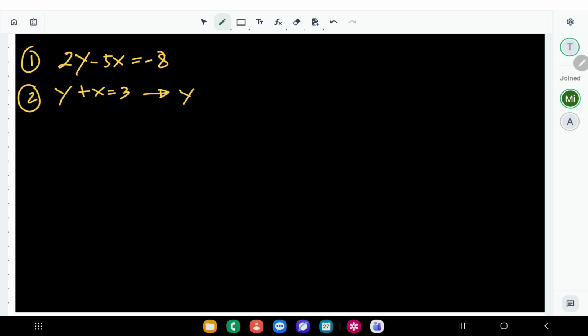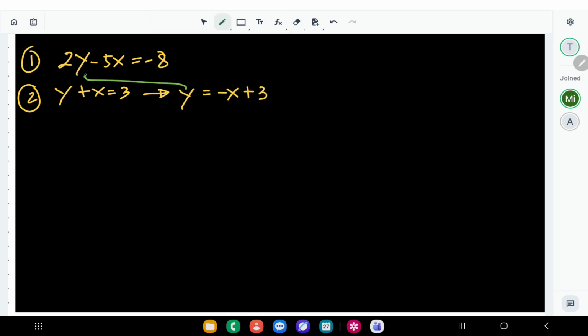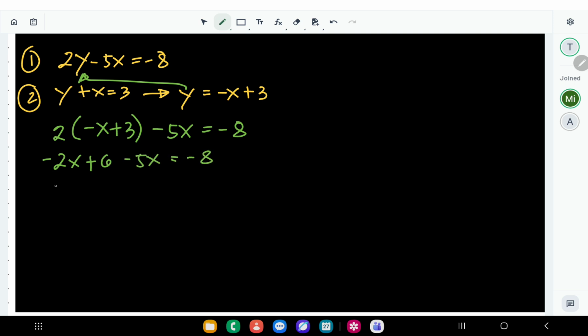One, we have 2y minus 5x equals -8. And the other one is y plus x equals 3. So this is the first equation, second equation. We can rewrite the second equation as y equals -x plus 3. Okay? Then we can plug that in to the first equation. So this is 2y, which is -x plus 3, minus 5x equals -8. So this is -2x plus 6 minus 5x equals -8. Then -7x plus 6 equals -8.